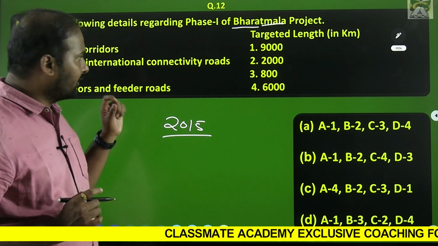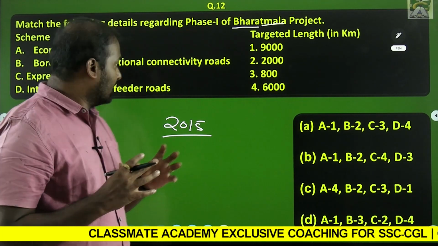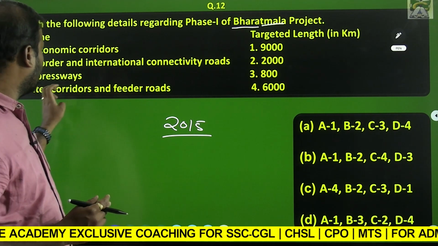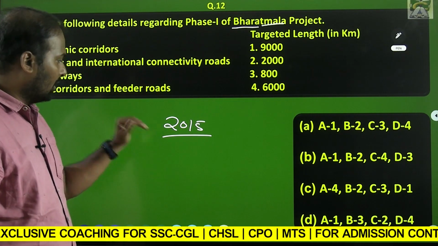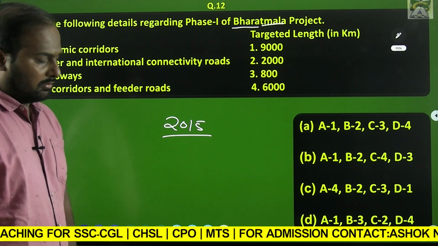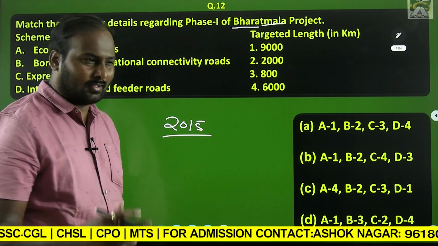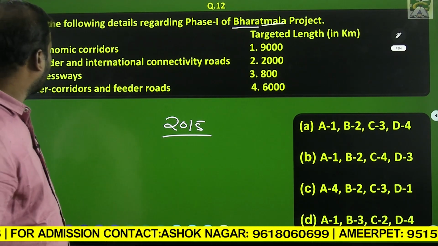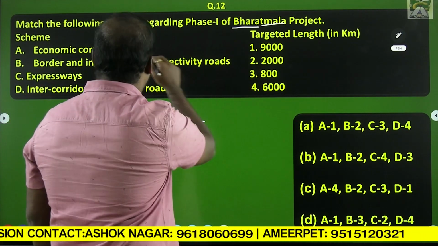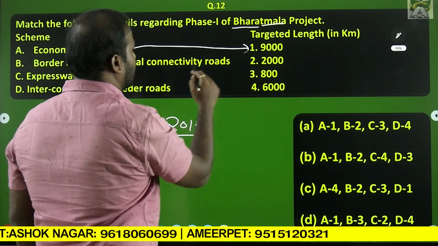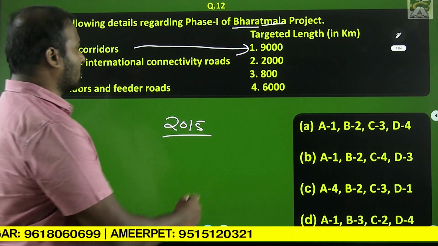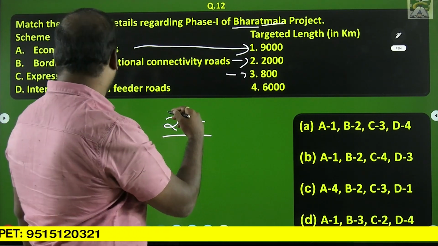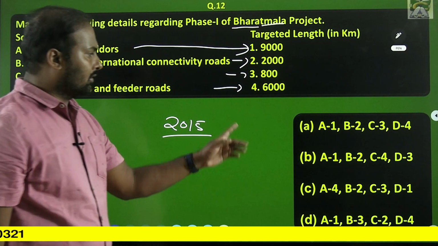Under this Bharatmala project, they are going to develop economic corridors, border and international connectivity roads, expressways, inter-corridor and feeder roads. They are going to develop all of these under this project, and they are spending even more than 5 lakh crores, 5.3 lakh crores, for the sake of this particular project. In this project, the targeted length of economic corridors is obviously 9,000 kilometers. This is correct as usual. Border and international connectivity roads also same, 2,000. Then expressways is 8,000. Again, inter-corridor and feeder roads, mainly to increase the connectivity, that is 6,000.